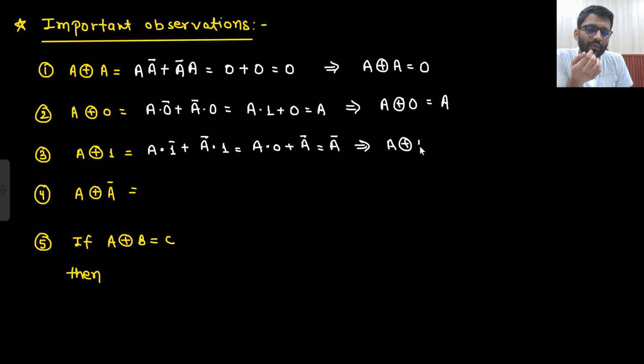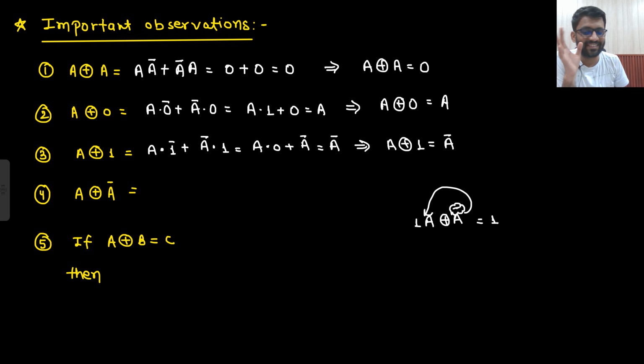So A XOR 1 is A bar. Now A XOR A bar. A XOR A bar. So this goes in, but this bar is left. So that will be rotated 90 degree. So answer will be 1. This is the way I am telling. This is just the way that you can remember. Otherwise you can derive it as well.